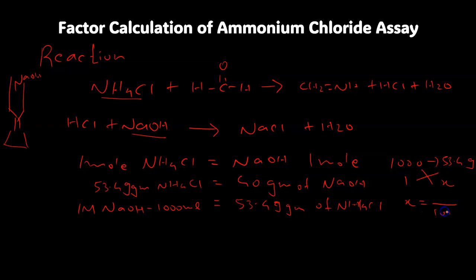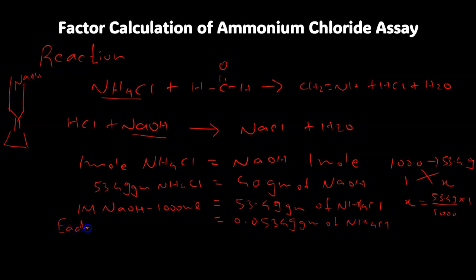So 1000 will come down, and 1 will be multiplied with 53.49. You can remove the decimal point and calculate directly. Now there are 3 zeros, so we shift the decimal by 3 digits, which gives 0.05349 gram of ammonium chloride. So this is calculated for each ml.